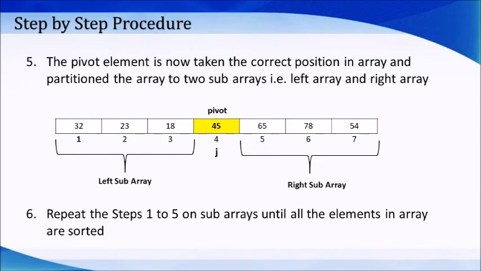So 45, that pivot, is nothing but the partitioning element, and we partitioned at which index? Array index 4. So we will be repeating the same steps 1 to 5 on the left subarray as well as on the right subarray. Then finally, all the elements will be sorted. This is how the quicksort algorithm works.